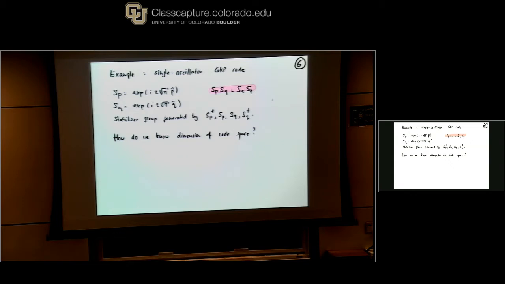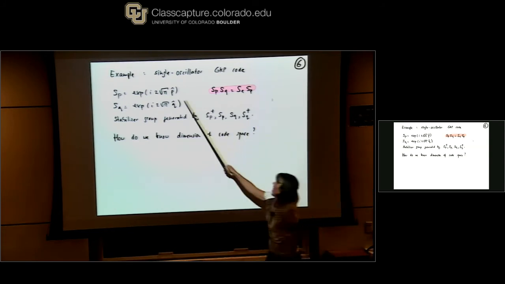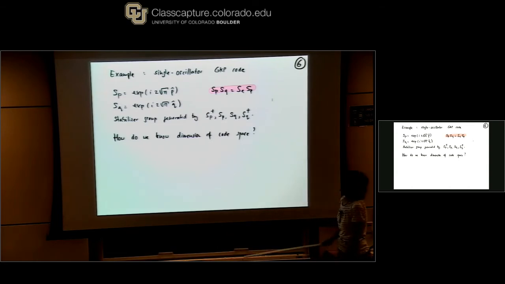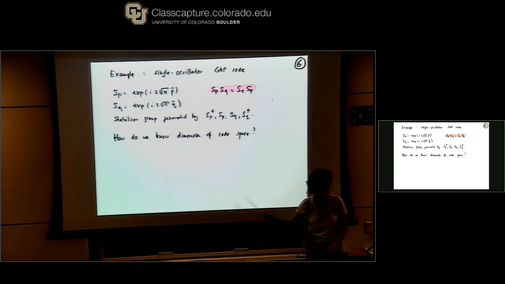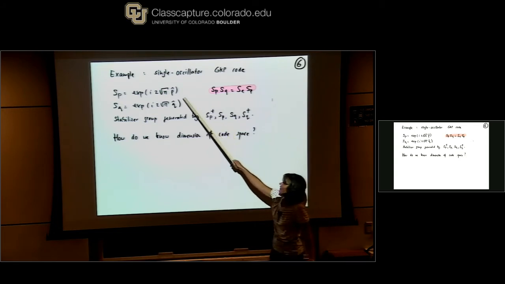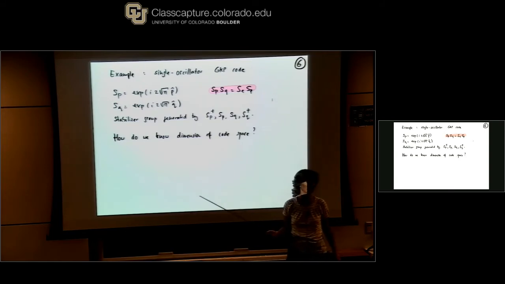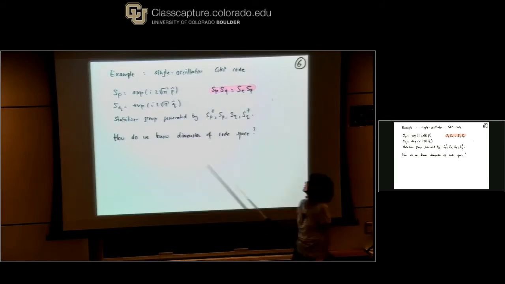But the GKP code, which is a code for a single bosonic mode, like the cat and the binomial code, encodes a qubit in an oscillator, right? And it does that by taking these two operators. And in some sense, I think it's a fundamental and very nice insight that P and Q don't commute, but these two operators commute. And that's because there's a modular structure.